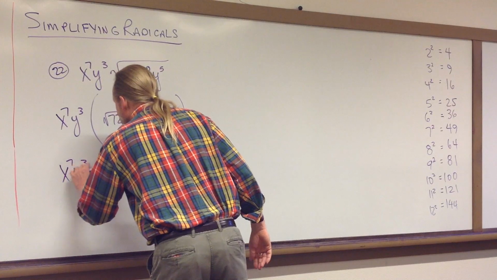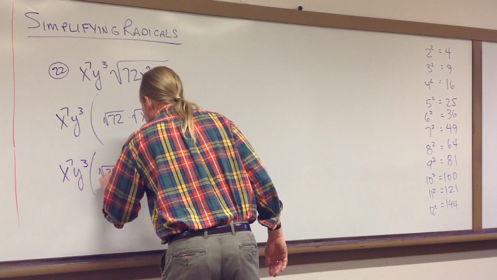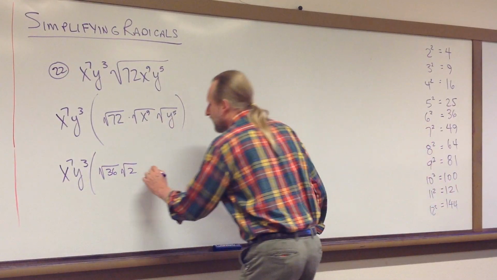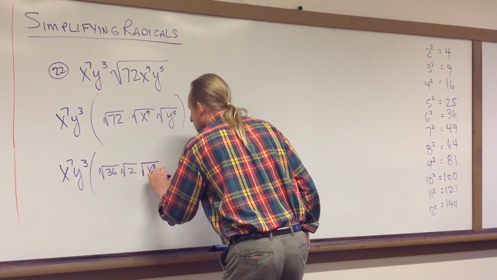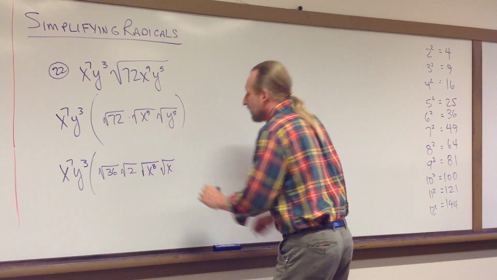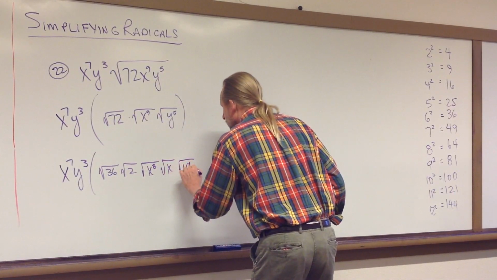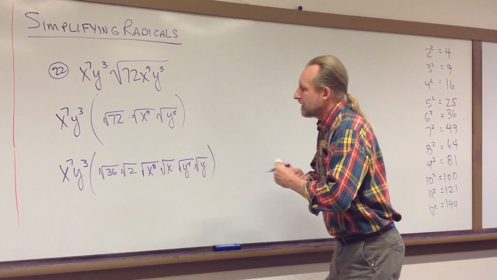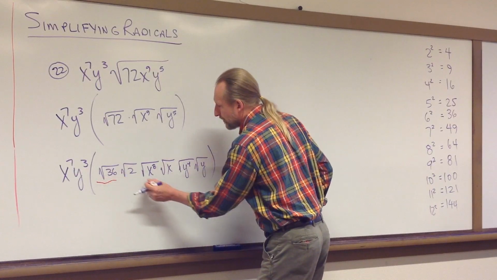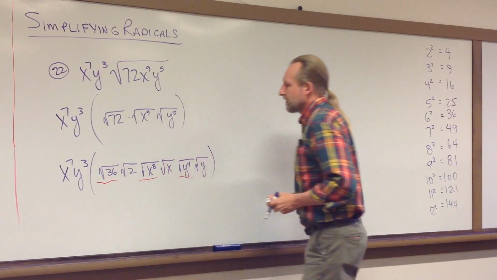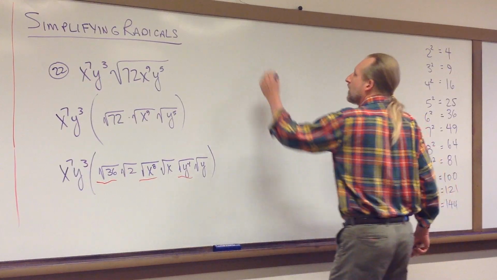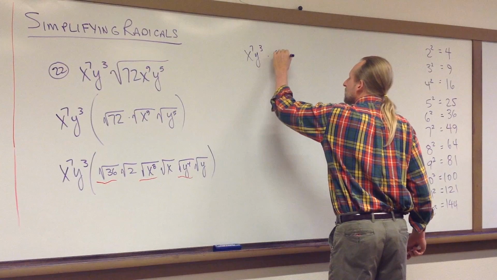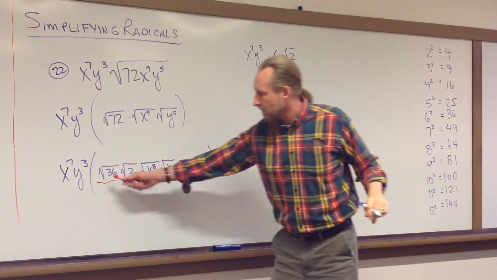We'll leave this alone for a minute, and then we'll have square root 36 square root 2, right? With the x to the 9th, we want to split that up as x to the 8th times x to the 1st, and the y to the 5th is y to the 4th times y to the 1st. So, just like we did in those other problems, there's a perfect square, there's a perfect square, there's a perfect square. So, we'll come out of this with x to the 7th, y to the 3rd, and then 6 square root 2, right? That's the square root of 36.